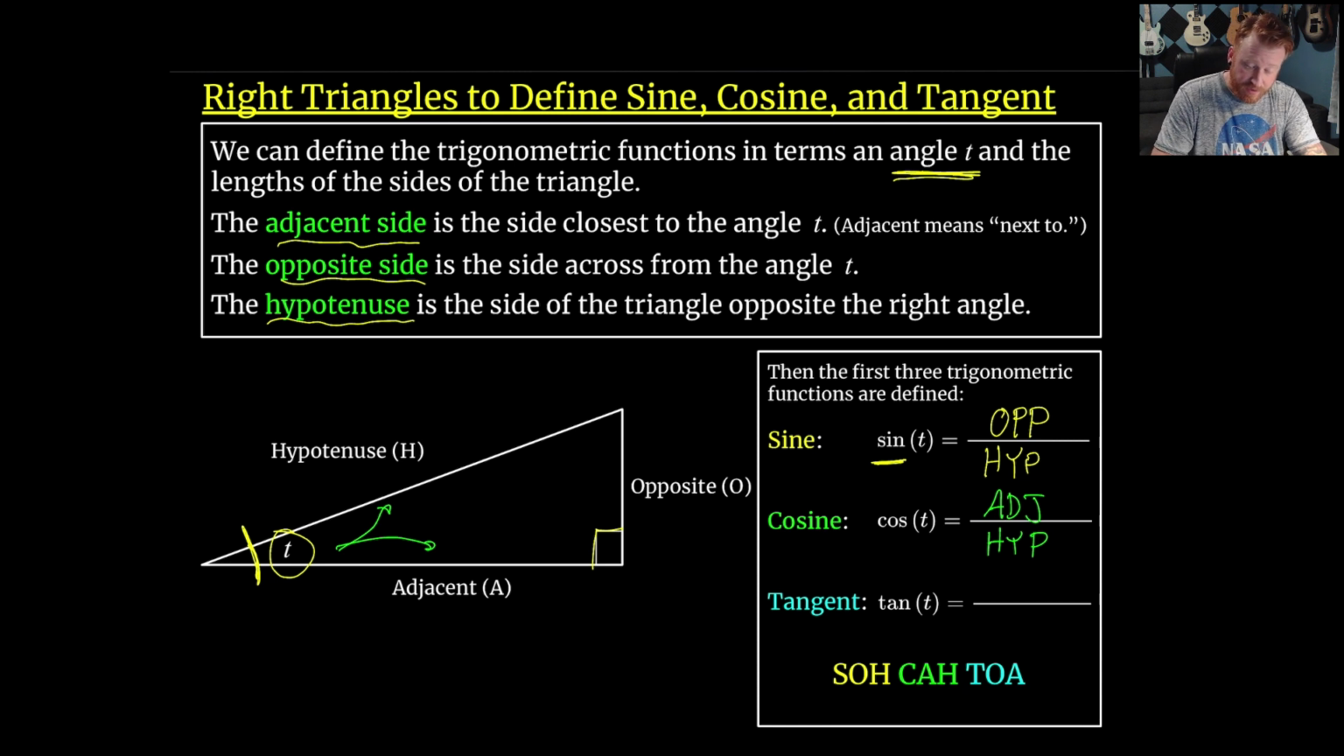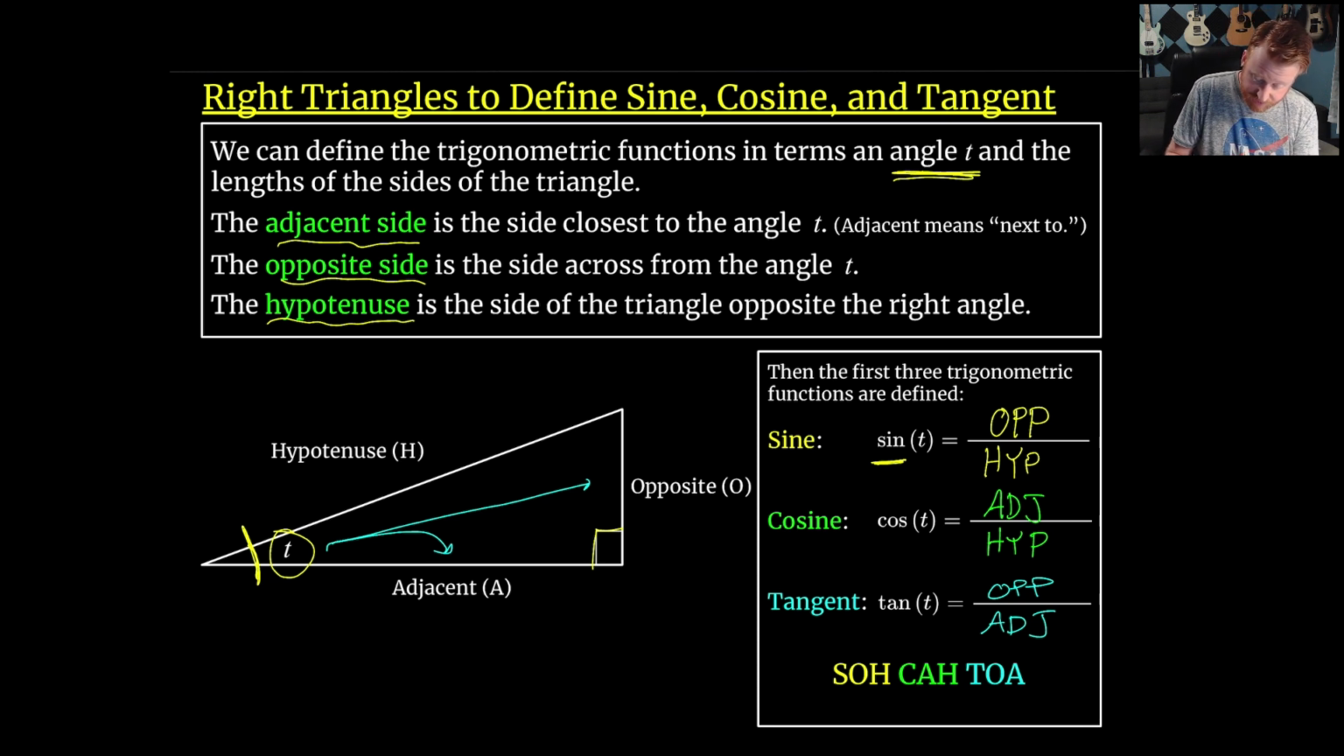And then for the tangent, this is defined to be the ratio of the opposite side over the adjacent side. So here we are not considering the hypotenuse, but we are just looking at that ratio of the opposite side over the adjacent side.